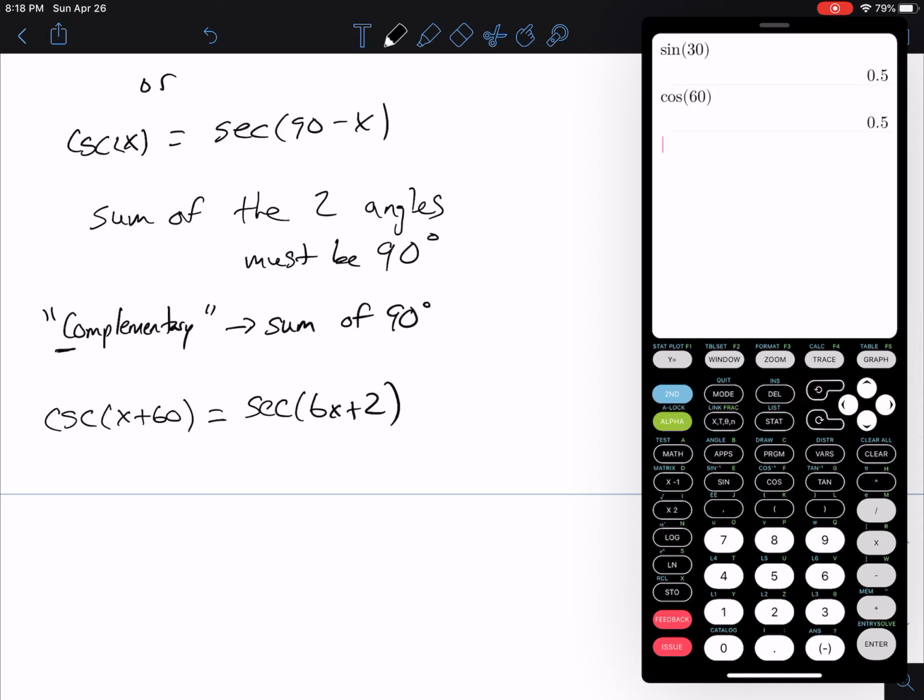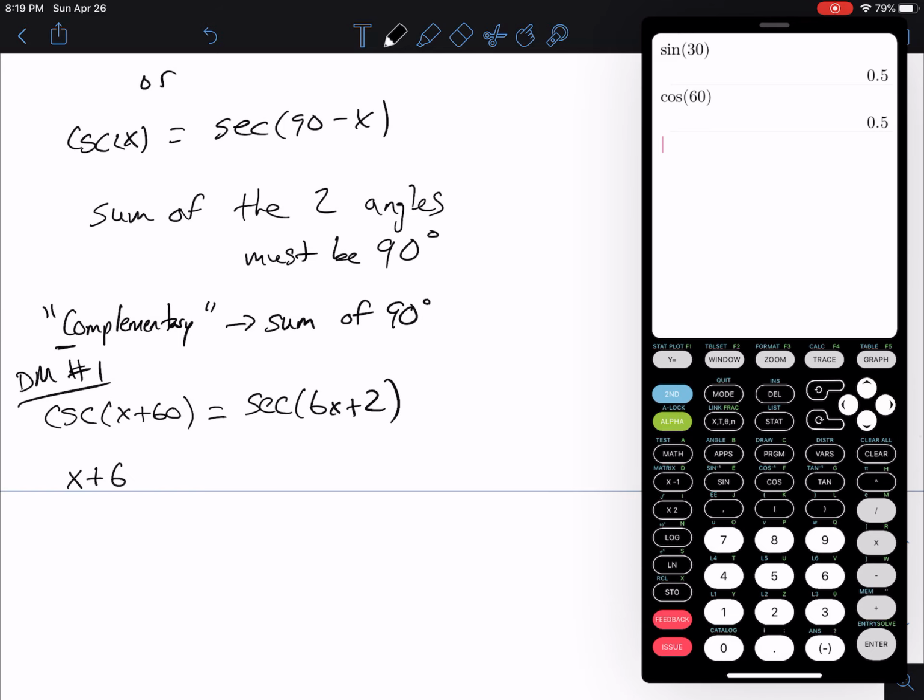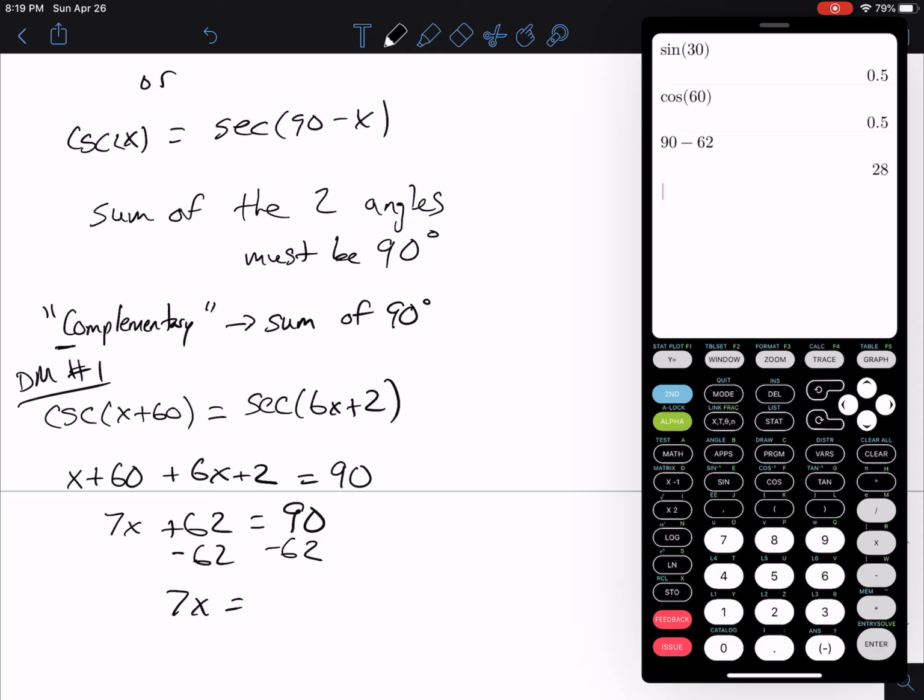So to solve this problem, this is DeltaMath number 1 on mine. On yours it'll be different. But to solve this problem, all I have to do is x plus 60 plus 6x plus 2 is equal to 90. That's it. From here, I can combine like terms. So x and 6x is 7x. 60 and 2 is 62. And that's equal to 90. Let's go ahead and solve this. So minus 62. 7x equals, if you need it, make sure you have your calculator handy, 28. We divide by 7, and you get x equals 4.